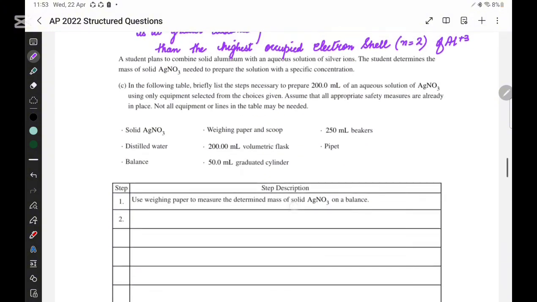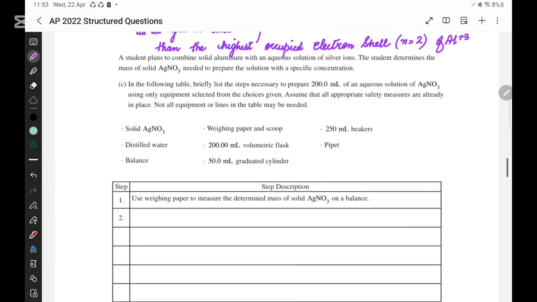Okay, so next question. A student plans to combine solid aluminium with an aqueous solution of silver ions. The student determines the mass of solid AgNO3 needed to prepare the solution with a specific concentration. So they are preparing a solution. In the following table, briefly list the steps necessary to prepare 200 milliliters of aqueous solution of silver nitrate.